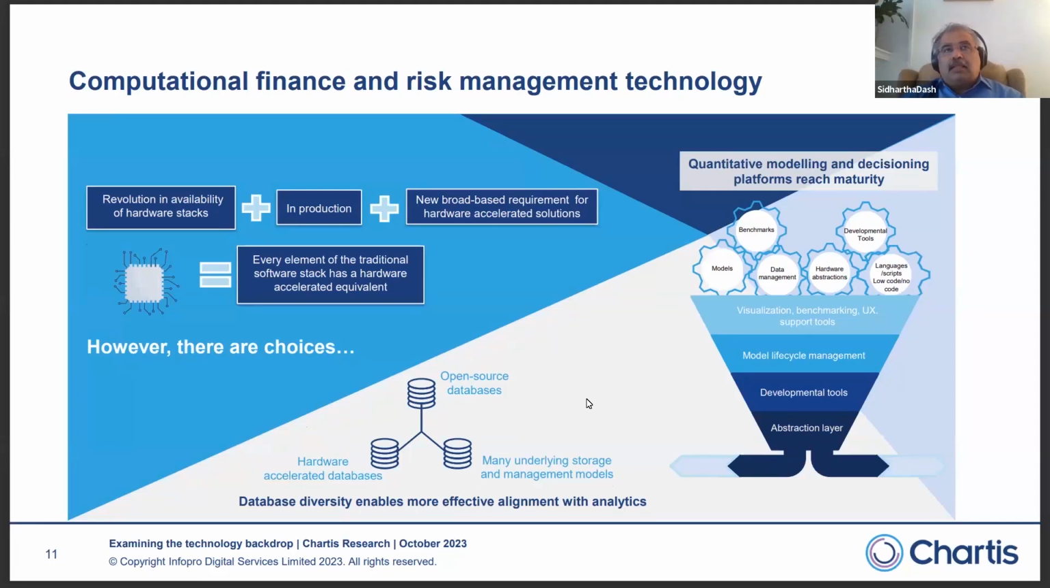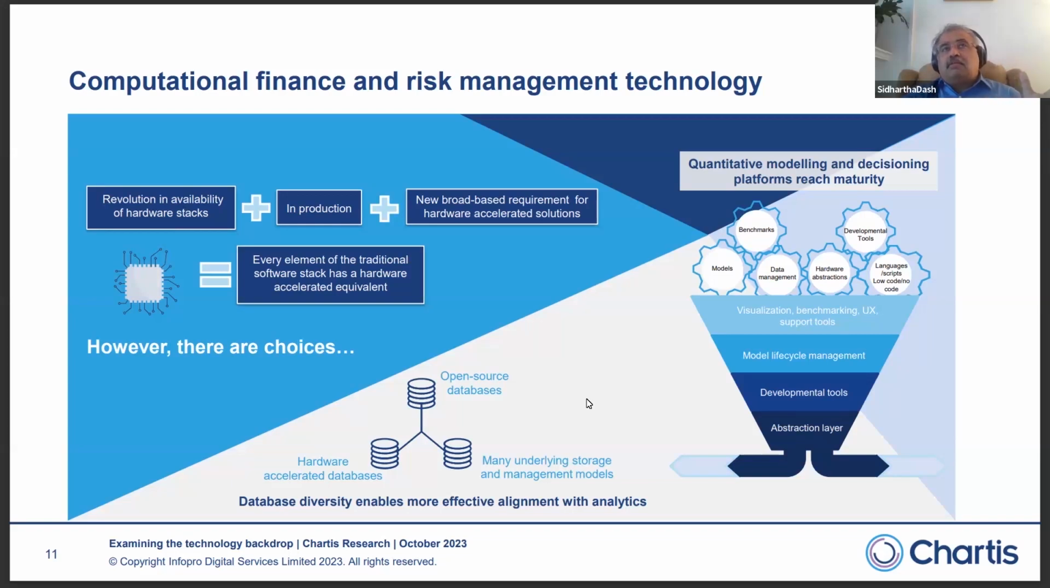Today, I'm going to look at the risk management analytics and the technology ecosystem that today is available to support that. So let's take a look at the computational finance and risk management technology that's available today. What has happened is there's been a revolution in the hardware stack. It's somewhat underestimated and still underexploited.